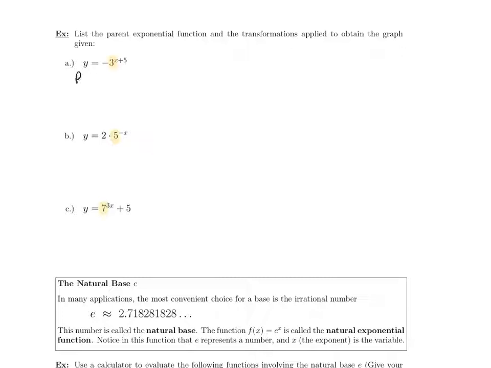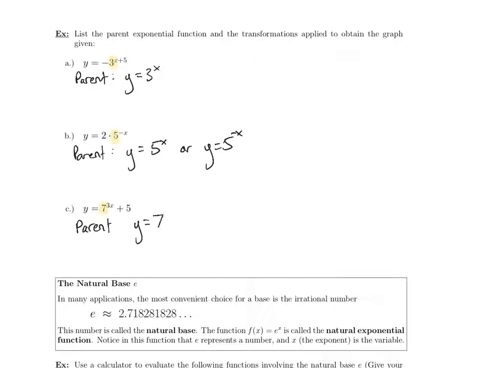The parent function is y equals 3 to the x for this one. The parent function is y equals 5 to the x for this one, or you could think of this as y equals 5 to the negative x if you prefer to think of the exponential decay function. And this one, the parent function is y equals 7 to the x.